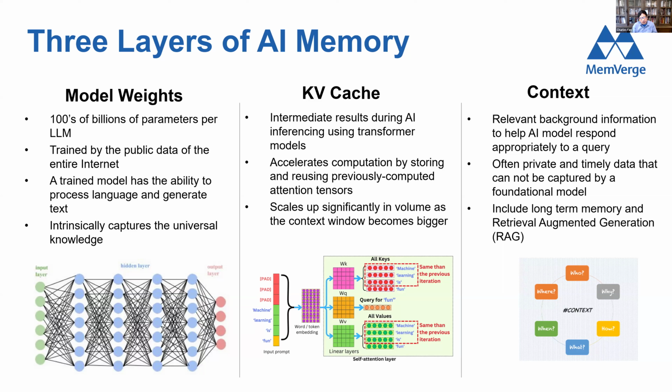Also within the model, there is another layer of memory besides the model weights, and that's KV cache. So what is KV cache? It is the intermediate results from all these matrix multiplications that were generated during the AI inferencing process. These are generated both during the prefill stage as well as the decode stage, and the size of this KV cache grows as the number of input tokens increases.